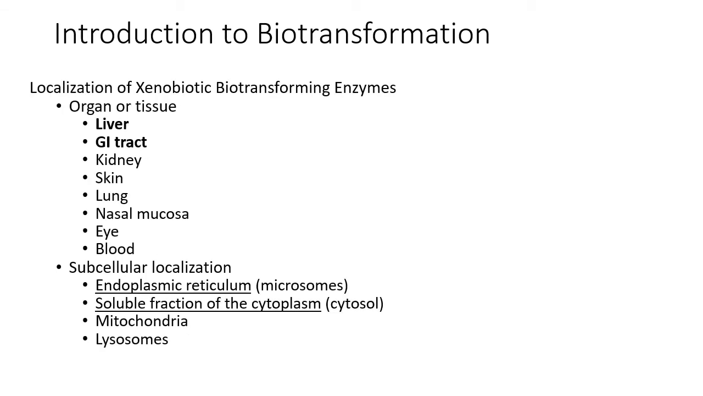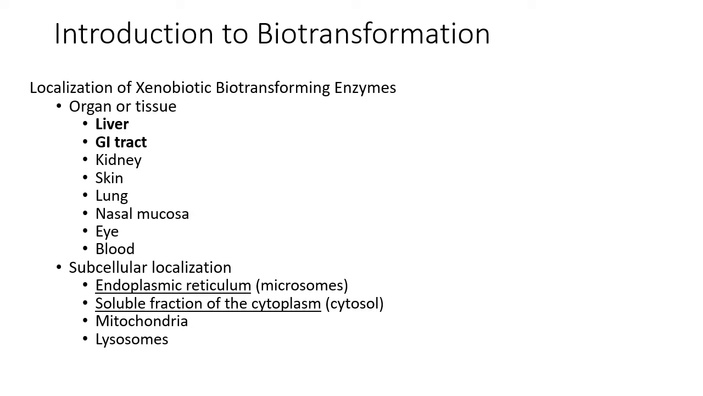Again, some just basic overview stuff. Where are the enzymes on an organ level? The enzymes are mostly in the liver and the GI tract. Yes, your intestines do metabolize drugs. Mostly, though, your liver is the big factor there. Now, the kidney, skin, lung, nasal mucosa, eye, and blood, those all have different metabolic enzymes. Some of them are overlapping with the liver, but some of them are unique. Okay, so I just don't want anyone to assume that the liver is the only thing that's doing this activity. It's just a little bit more extensive than the others.